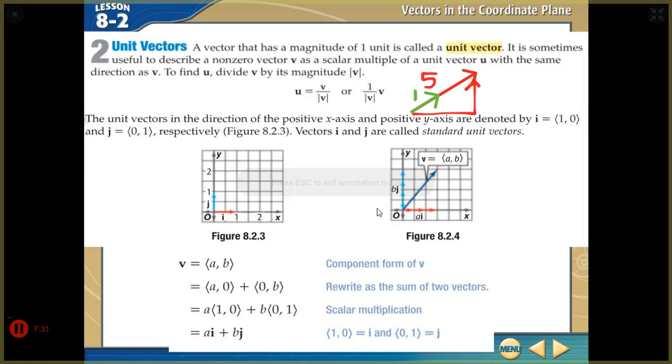So dividing by the magnitude kind of makes sense. Dividing all the components by the magnitude would give you a length of 1.